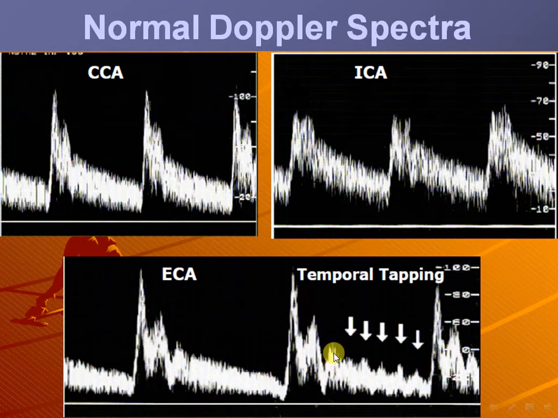Here the examiner is tapping on the temporal artery to confirm that this is the external carotid artery. When you tap on the superficial temporal artery, you can see it in the waveform, like here. You can see he's tapping and the blood flow is showing these taps. If you are not sure that this is the external carotid artery, you can confirm by tapping.